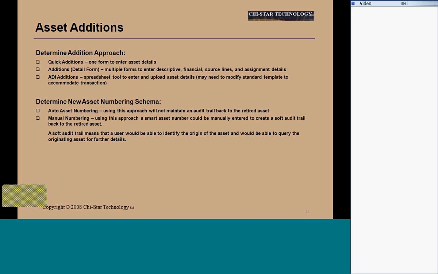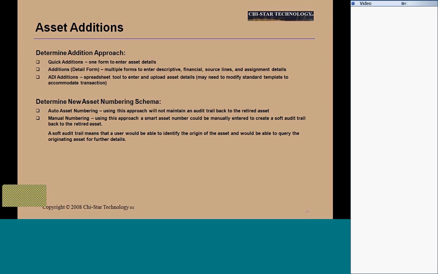If I am doing a carryover basis, which is the cost, year-to-date, and accumulated depreciation, I'm most likely going to do ADI or the detail form. That allows me to populate those values. If I do that in quick additions, I cannot populate a year-to-date or accumulated value. So quick additions will be used if I'm doing a net book value transfer or if I'm doing cost only. The other two types of financial treatments would be done through either the addition form, the detail form, or the ADI form.